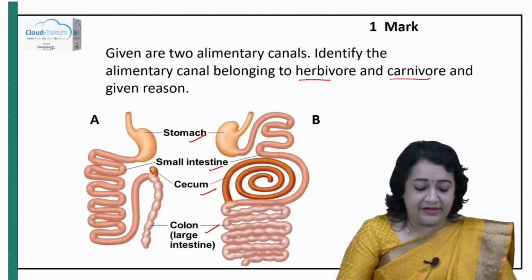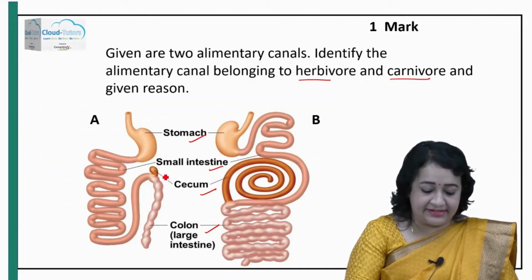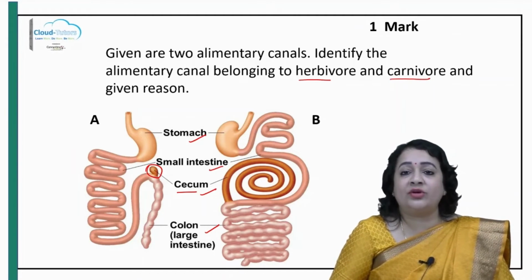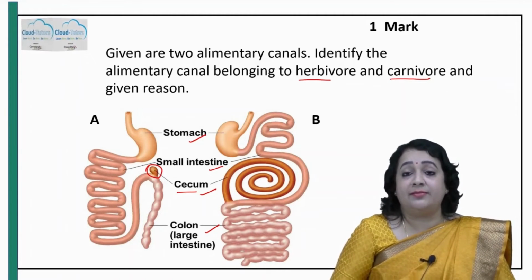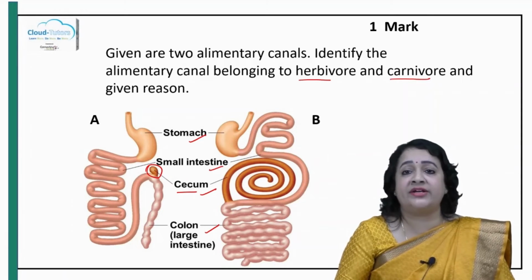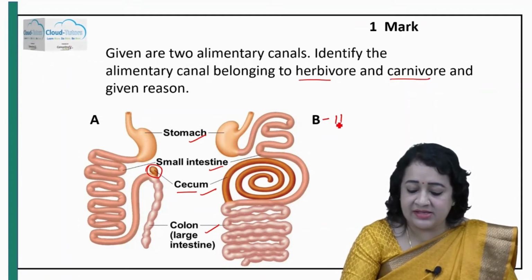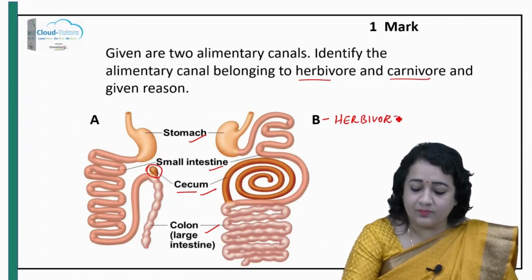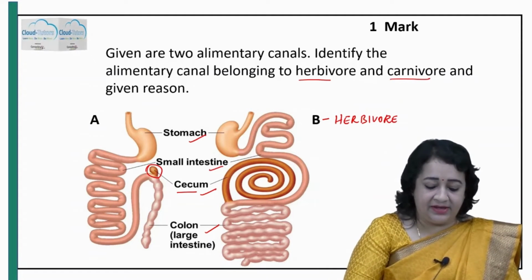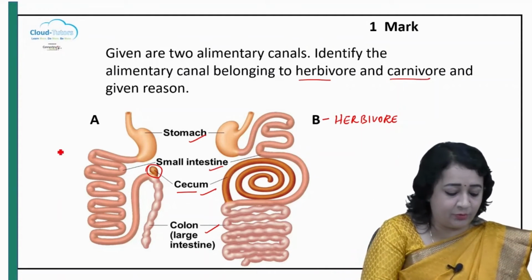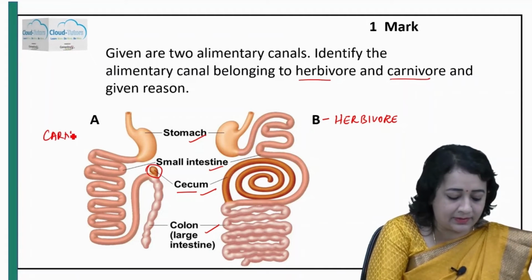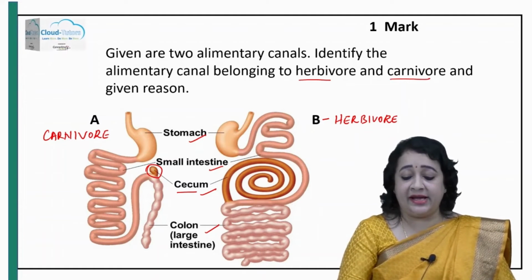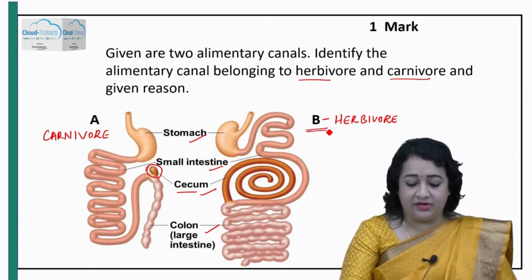So what will happen here? In case of A, we have small intestine and cecum is very small over here. Here cecum is very large. That means the food gets to stay longer because the digestion process needs more time in case of herbivores. So B is the alimentary canal of the herbivore, and A will be the alimentary canal of the carnivore. Alimentary canal of the carnivore will be A. B is the alimentary canal of herbivore.